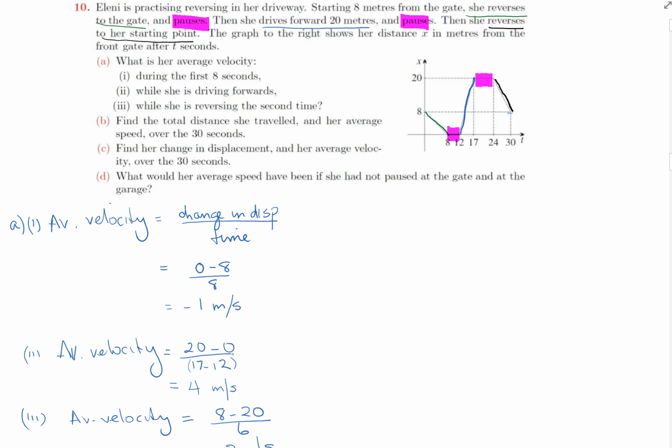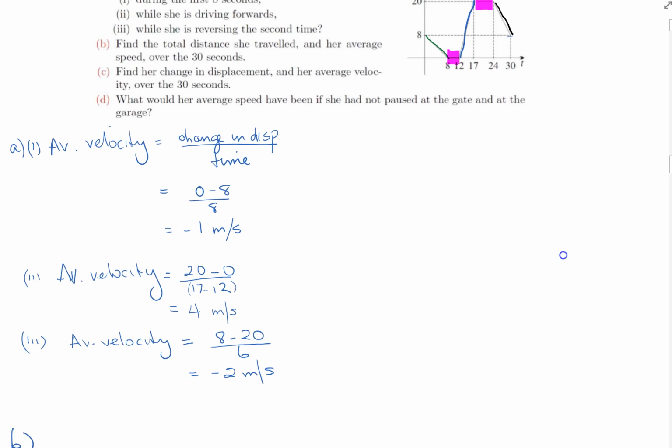Average velocity in part 3, while she's reversing the second time, it's just this short black section. So where does she end? She ends at 8. She started at 20. We know that the average velocity is the gradient of the line. So we can see the gradient of that line is a negative. Like I said, she ends at 8, started at 20. That gives -12 divided by 6 is -2.